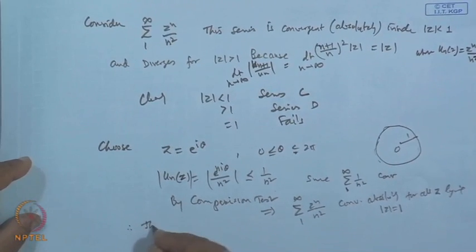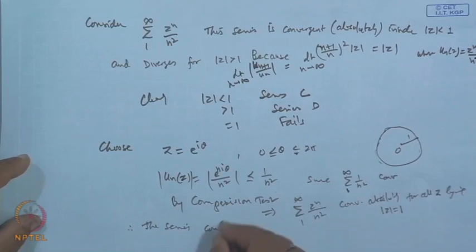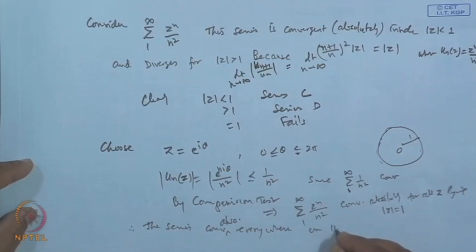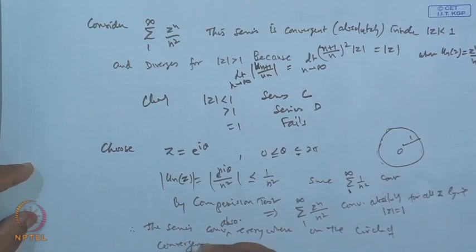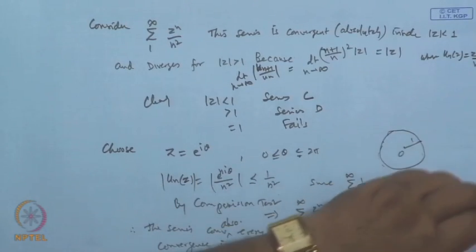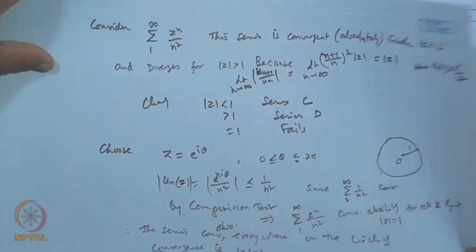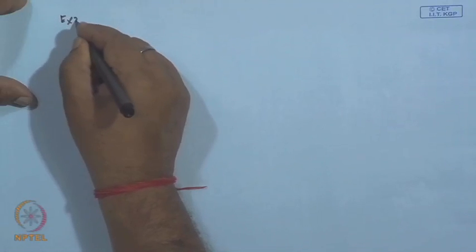So, this series converges absolutely everywhere on the circle of convergence, that is |z| equal to 1. Okay. This is example 1. Now, let us take another example, example 2.